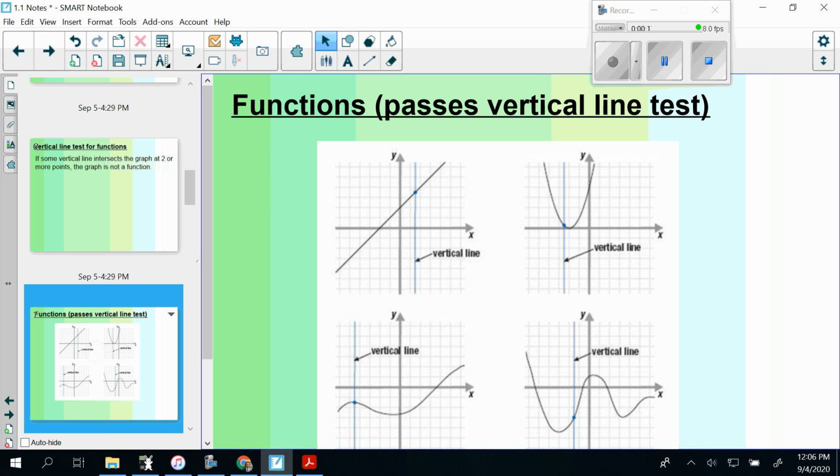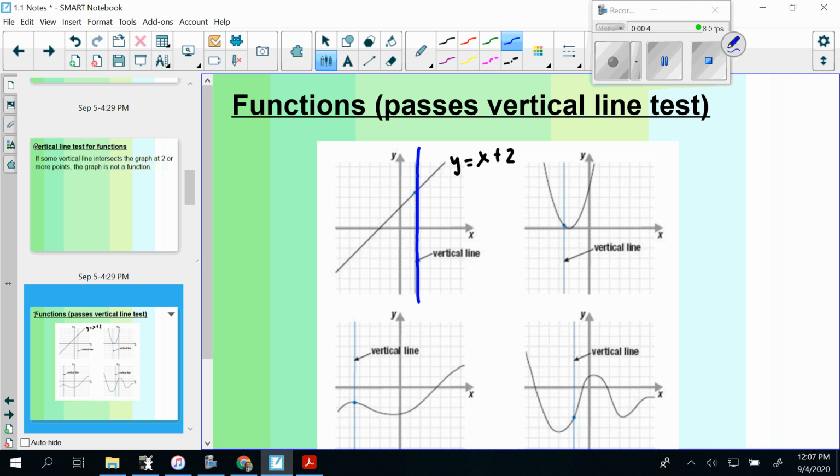So here is all functions because these pass the vertical line test. Here's an example right here of a function. This looks like the function y equals x plus 2: it has a slope of 1 over 1, so 1x, and then the y-intercept's 2. This would pass the vertical line test because anywhere I draw a vertical line, I only see it intersect one time. That passes the test.